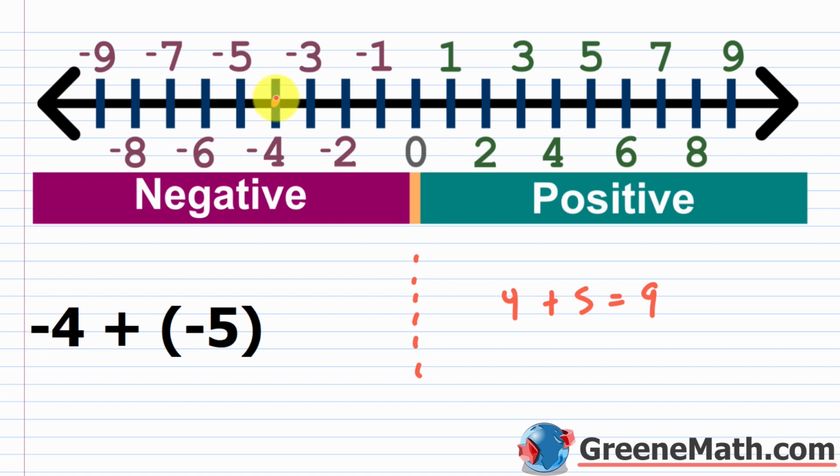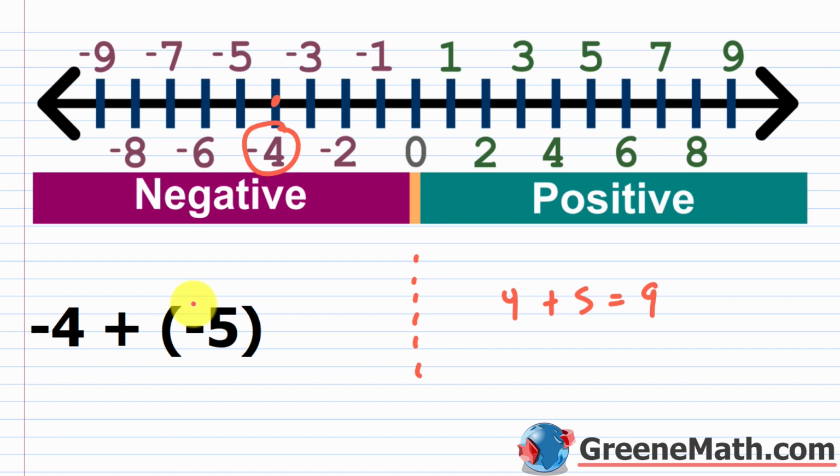So let me start here, and I'll just circle that. And I'm going to add a negative number. So that means I'm going to go to the left, okay? And I'm going to go to the left by the absolute value of that number. So the absolute value of negative 5 is 5. So in other words, the sign here is telling me the direction.